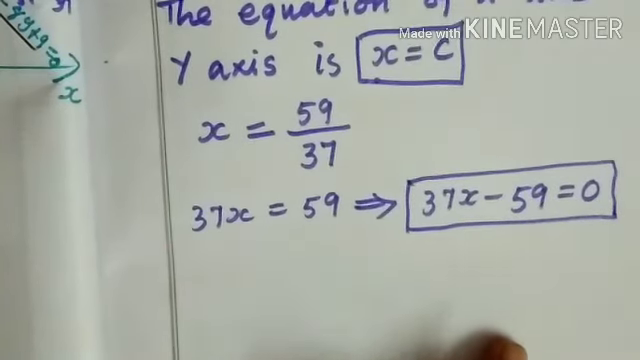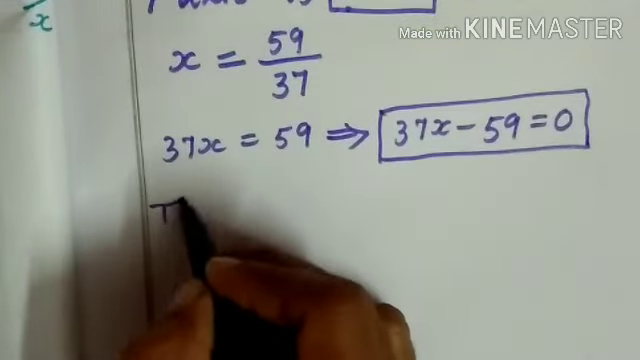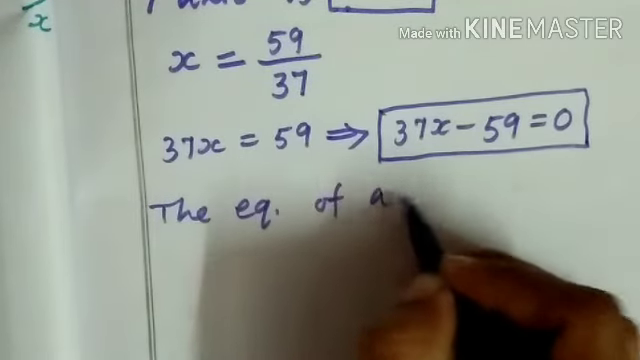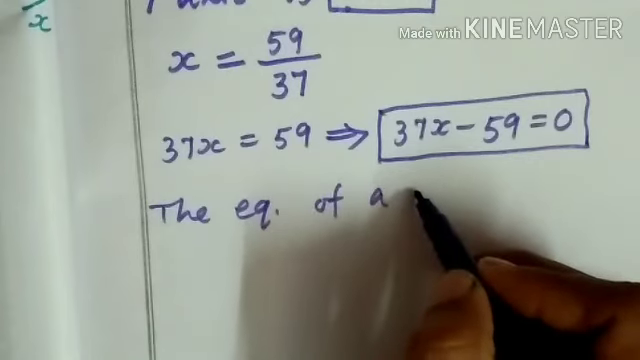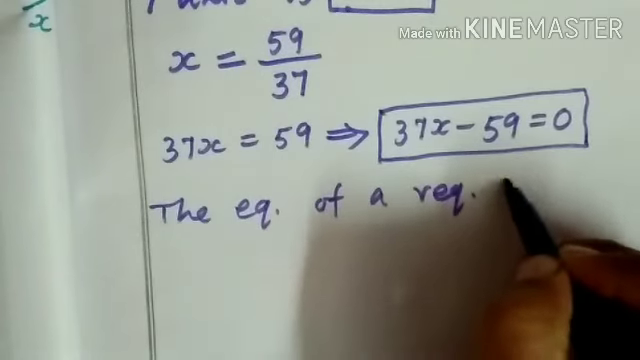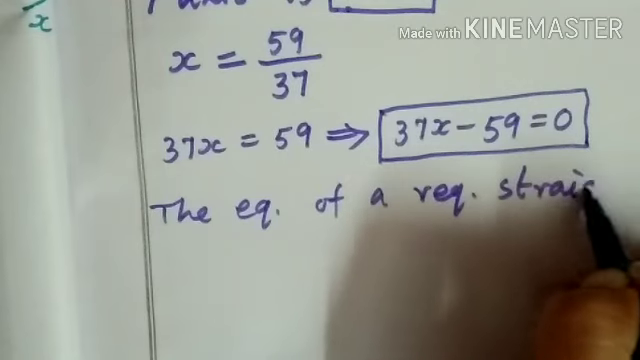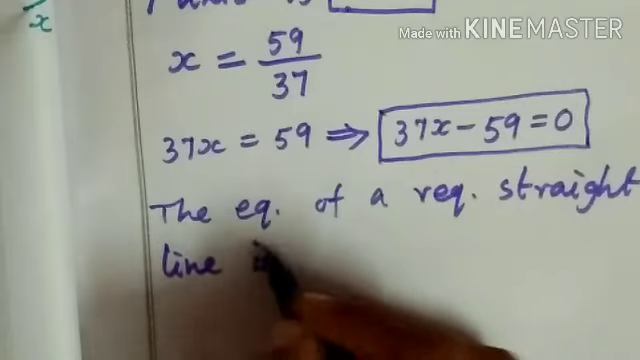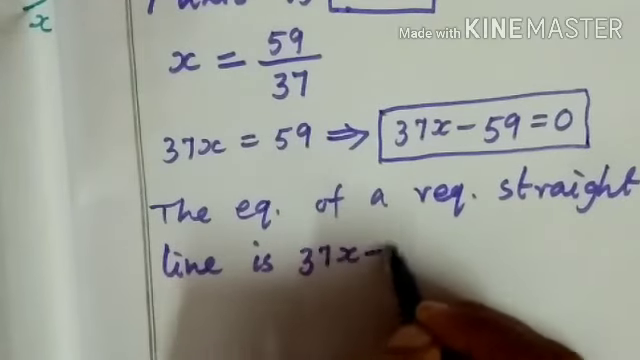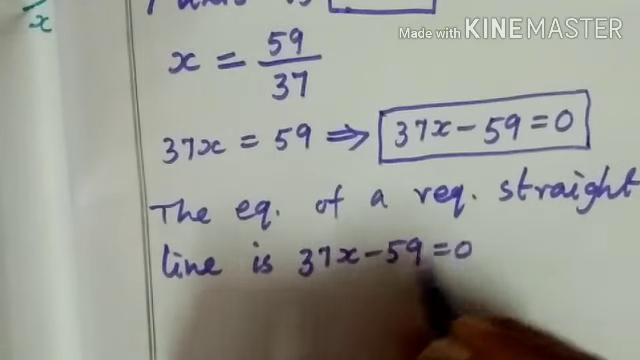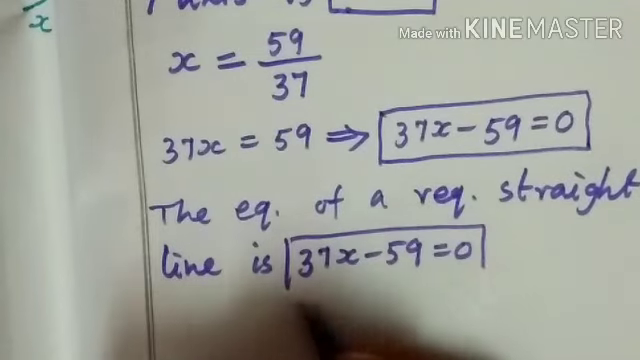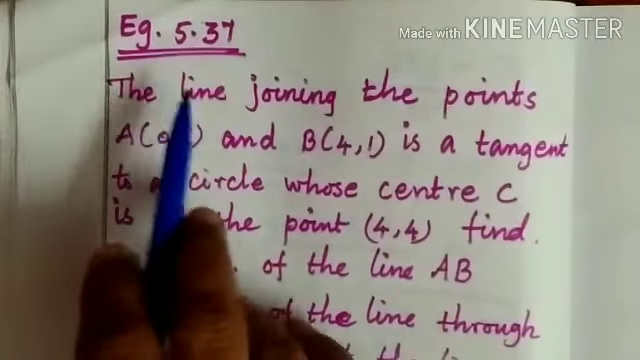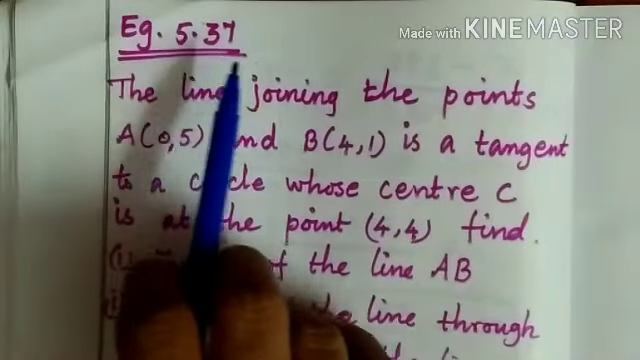Let us take down and write the answer. The equation of the required straight line is 37x minus 59 is equal to 0. This is the answer for this question. Now we move on to the next example 5.37.